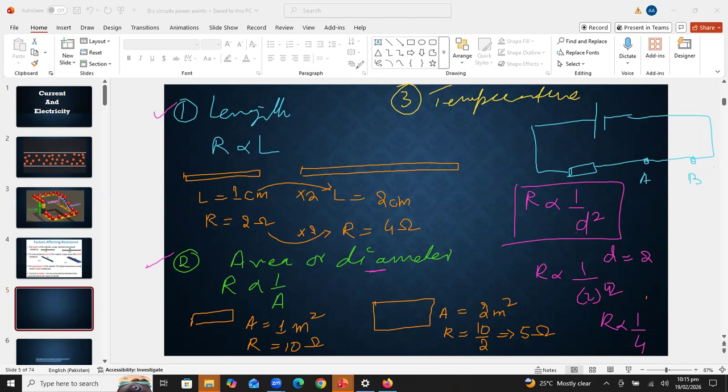Temperature and resistance are directly proportional. If the temperature increases, resistance will also increase. Clear, students?